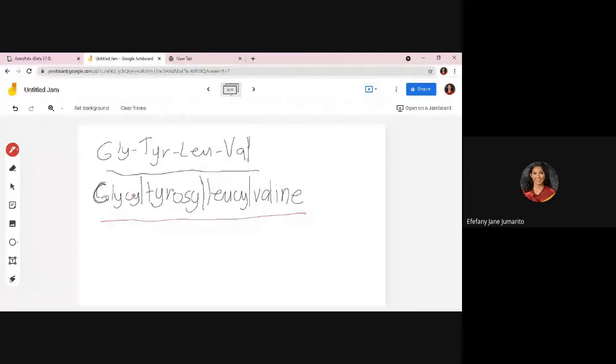Just add amino acid plus amino acid plus amino acid plus another amino acid. Then remember that the bond there is a peptide bond, an amide: C double bond O, then NH. Then take note that the N terminal is NH3 plus, and the C terminal is COO minus.